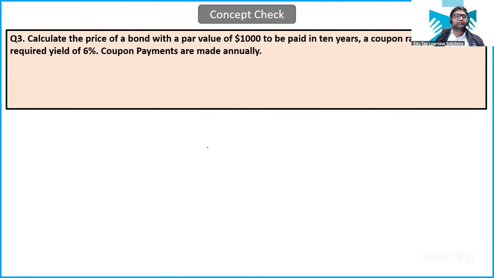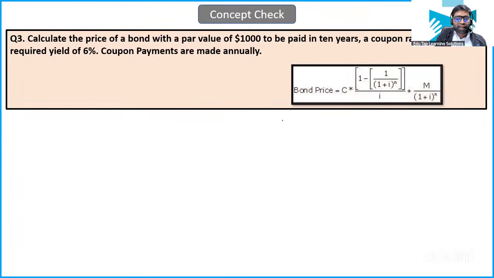Now moving ahead, calculate the price of the bond with a par value of 1000 to be paid in 10 years, coupon payment of 10%, and the required yield of 6%. Can anyone try? Here is the formula, if you forgot.